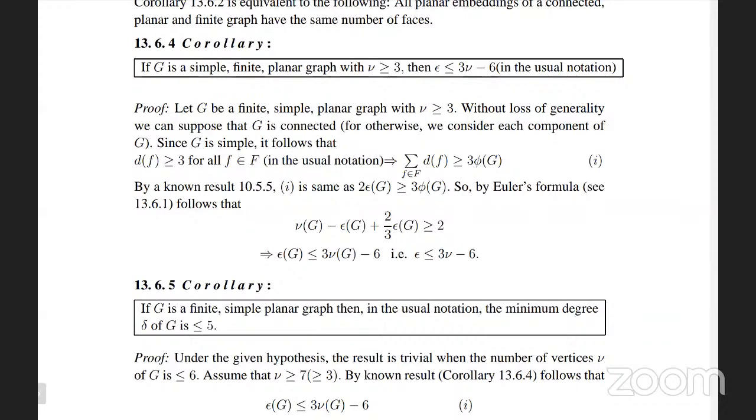So by Euler's formula, we get V of G minus epsilon G plus 2 by 3 times epsilon G is greater than or equal to 2. Therefore, epsilon G is less than or equal to 3 times V of G minus 6. So epsilon is less than or equal to 3V minus 6. Hence it is proved.